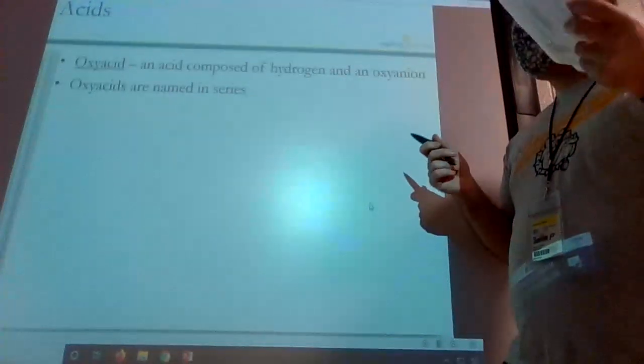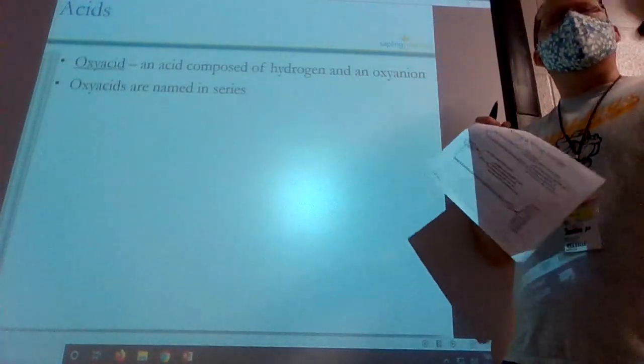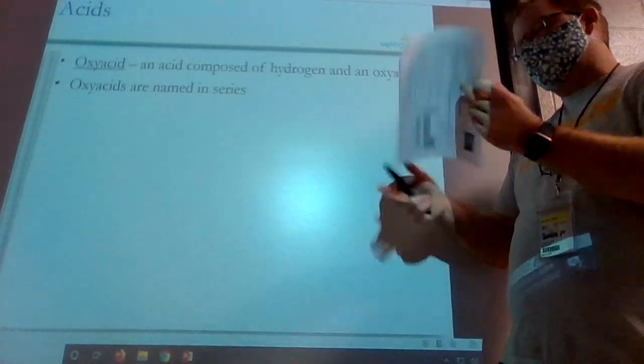So oxyacids are named in series just like that. The per, I already forgot it because it's gone. No, it's not right here.